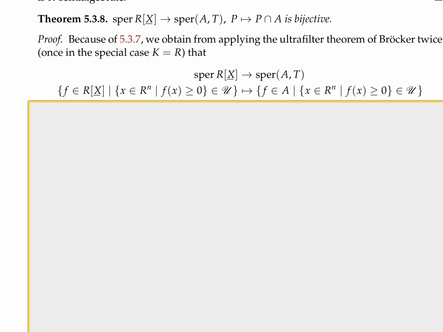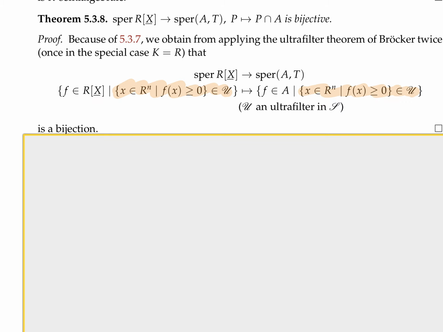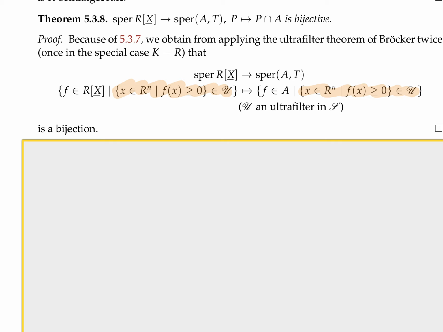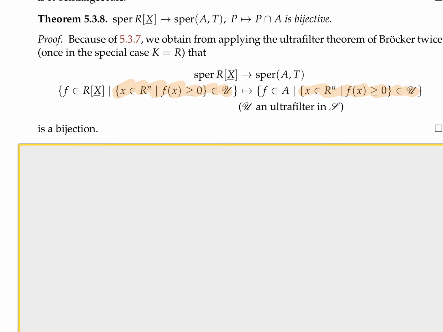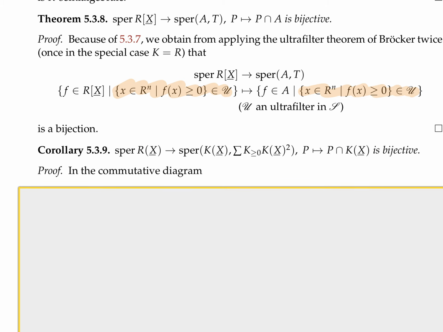Yes, it looks a bit complicated, but the thing is just that this condition is, of course, exactly the same as this condition. It's just that once I look at all polynomials over R and once over K. And so it's clear that this is exactly this map, right? Good. Let's now draw a corollary.